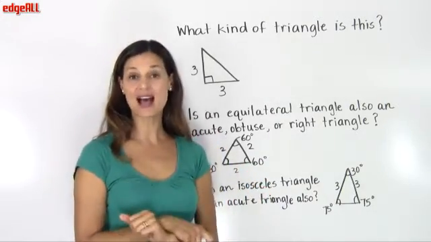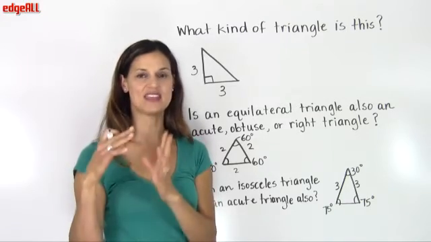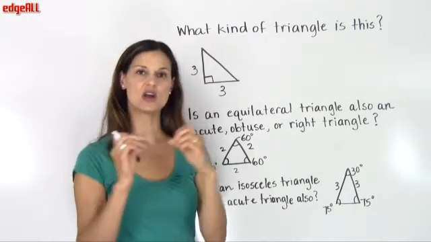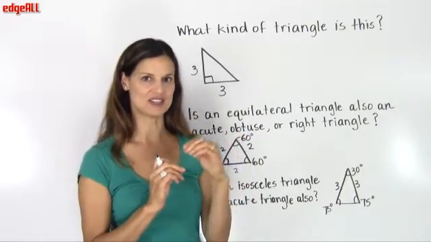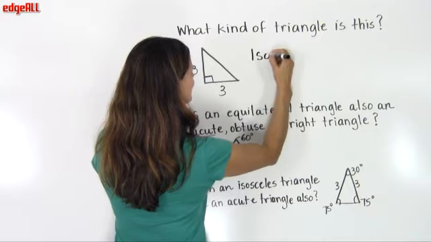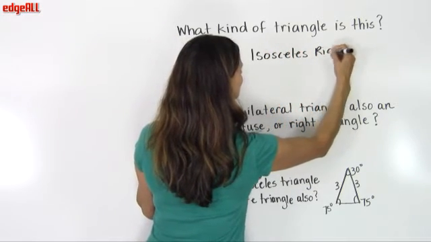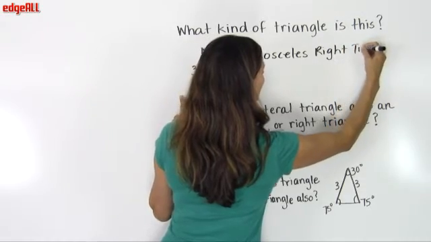And so we can combine these two terms of isosceles having to do with the sides and right angle triangle having to do with the angles. And we can call this then an isosceles right triangle.